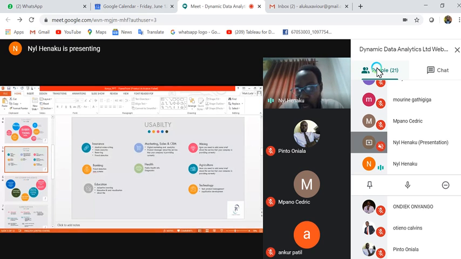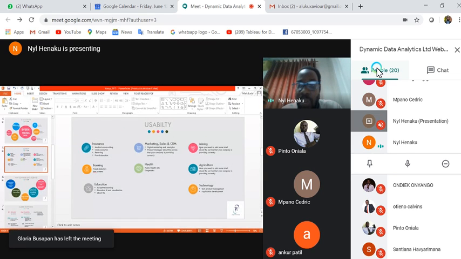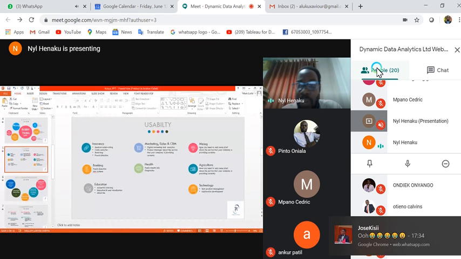So again, the other aspects of usability have to do with marketing, CRM. So in marketing, once you are getting data from your marketing team, you should be able to use it for productive insights for your business. Then there's also the health space. And for me, that's where my interest is.